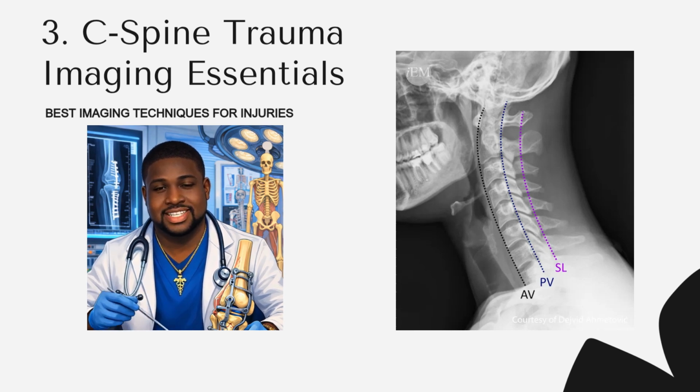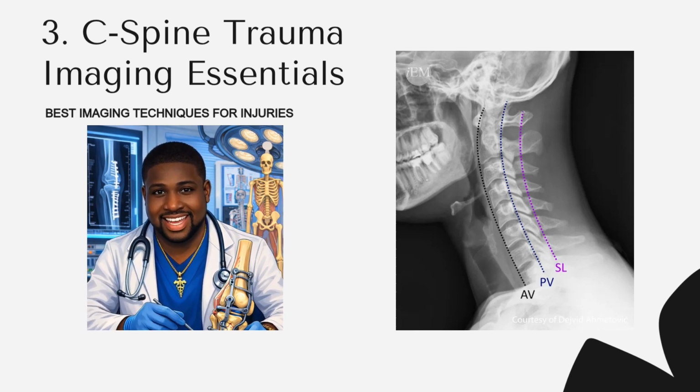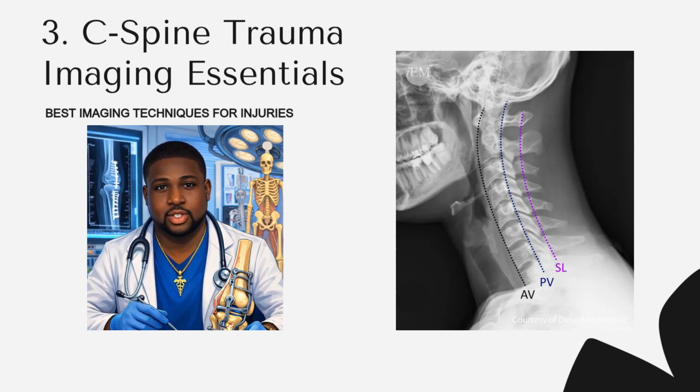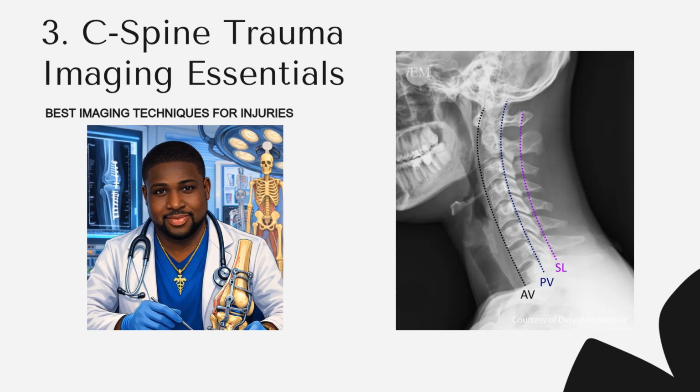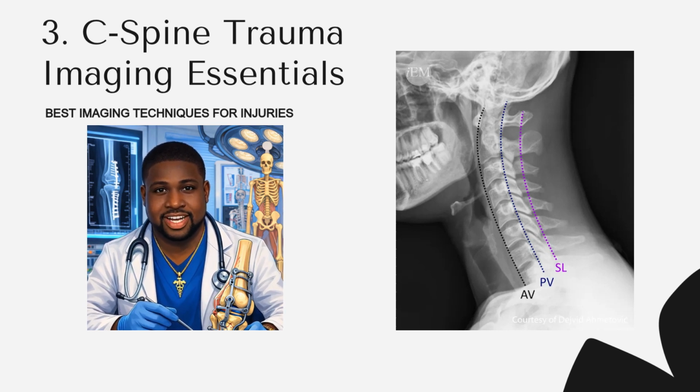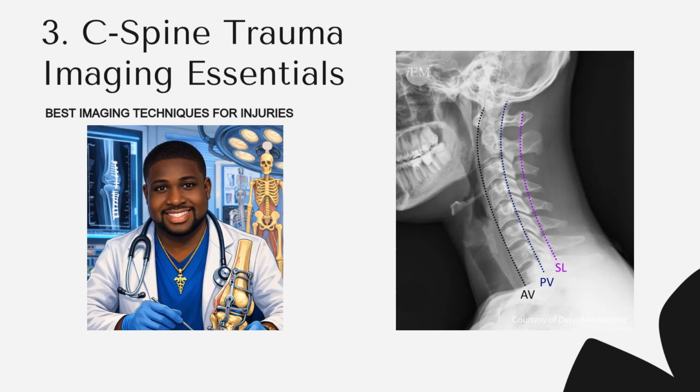Additionally, one should use a systematic approach to check for A, which represents alignment: check if there is any loss of lordosis or any step-offs. B, which looks at the bones, assess for vertebral body fractures. C, which assesses cartilage, as noted by assessing disc spaces. Widening of the disc spaces imply ligamentous injuries. Last but not least, we assess D, which represents soft tissues.